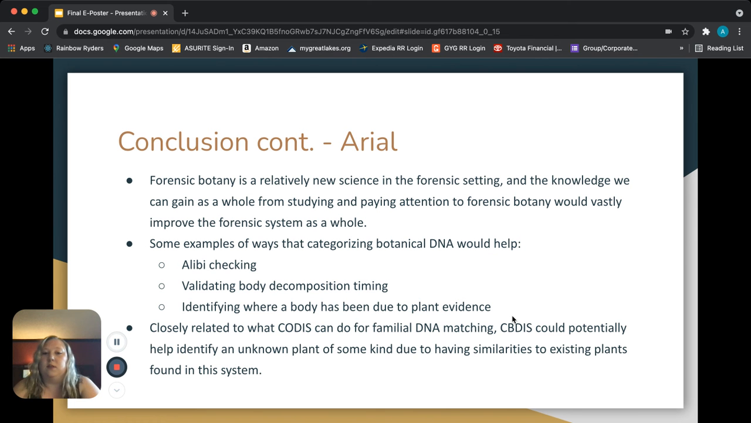Forensic botany is a relatively new science in the forensic setting, and the knowledge we can gain as a whole from studying and paying attention to forensic botany would vastly improve the forensic system as a whole. Some examples of ways that categorizing botanical DNA would help: alibi checking. If someone says that they are in a certain place at a certain time, they might have some botanical evidence on their clothes or their shoes to be able to validate or identify where they were at certain times, or even if they were there at all.